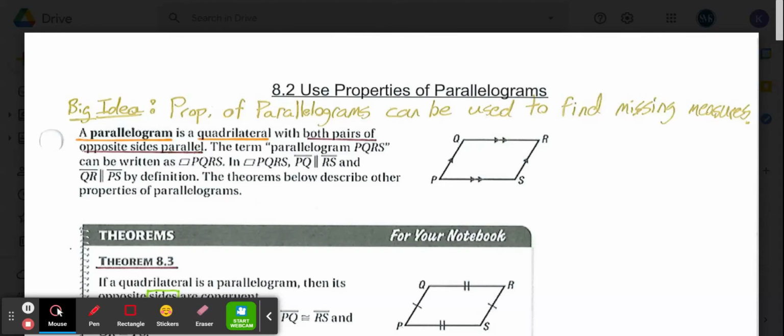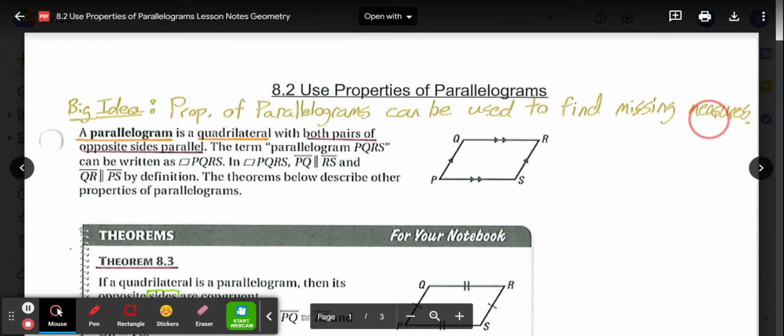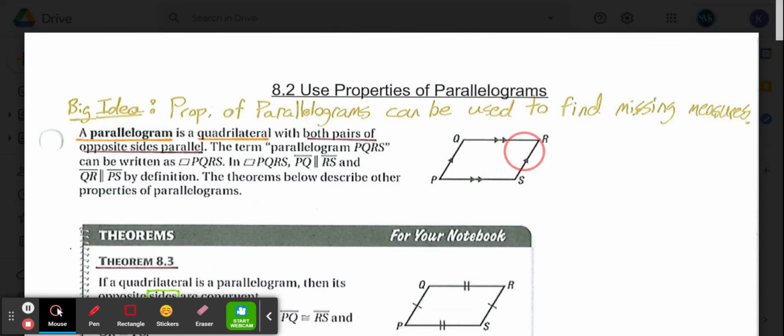Welcome to lesson 8.2, Use Properties of Parallelograms. So the big idea as we go through this lesson is to look at these different theorems that explain the properties of parallelograms to be able to find missing measures. So it might be measurements of sides, might be measurements of angles, or it might be measurements of diagonals that can be drawn inside our parallelograms.